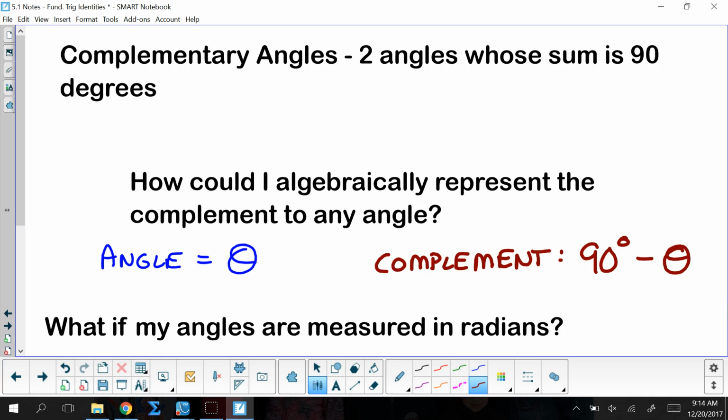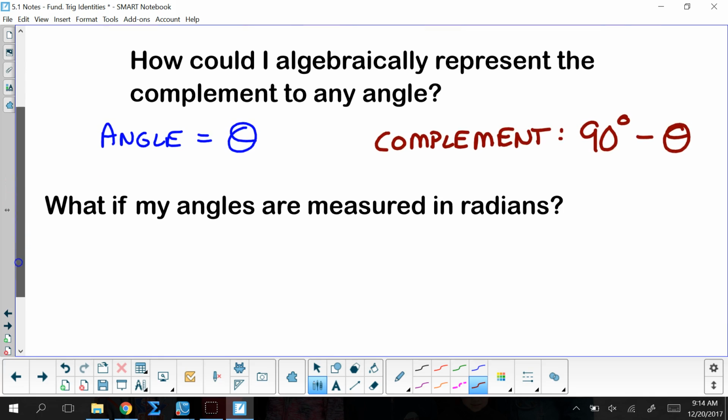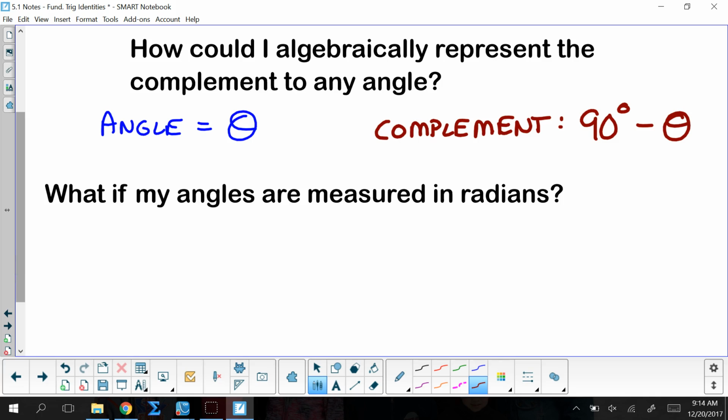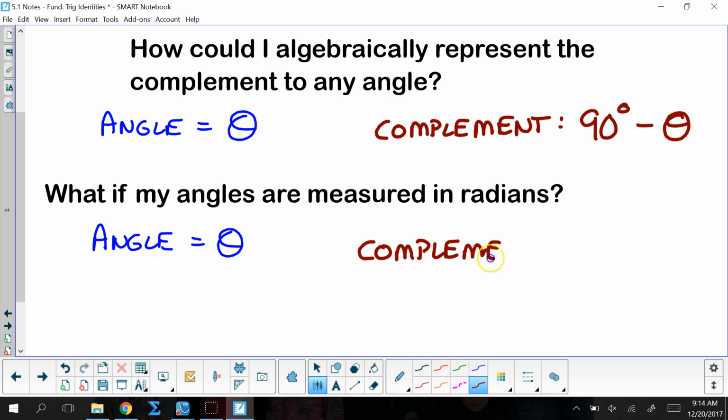What if we were in radians? Then what's my complement? Dylan? It would be pi over 2 minus theta. You agree? Everybody agree? Pi over 2 minus theta.